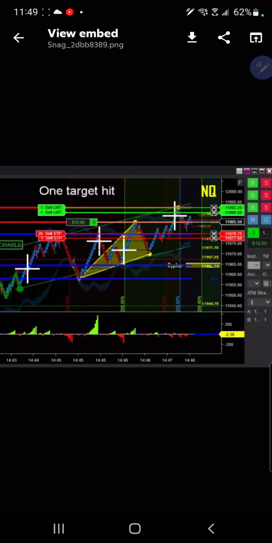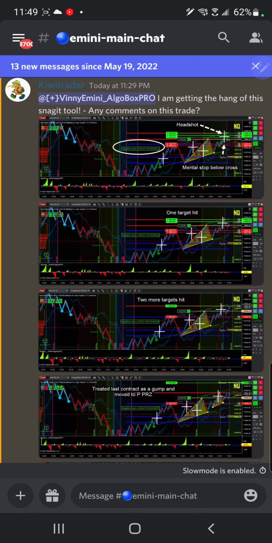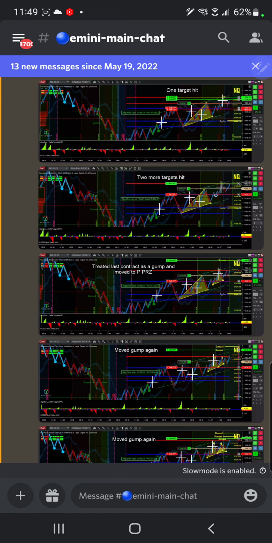Too close for a headshot. Headshot is going to be a play. We're looking for a bit of a move, okay? You're cutting it way too short. So he is hitting targets.